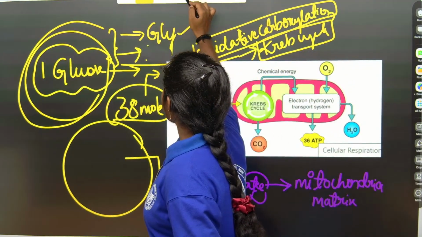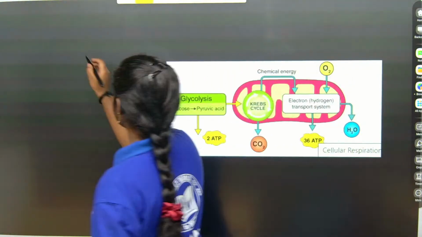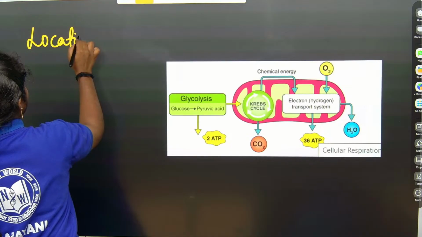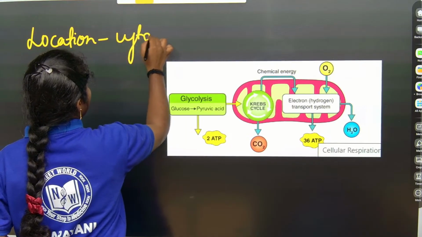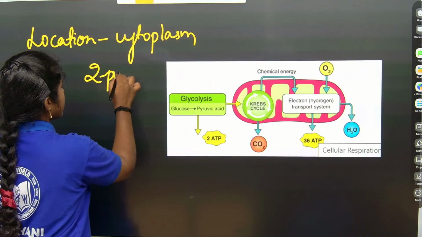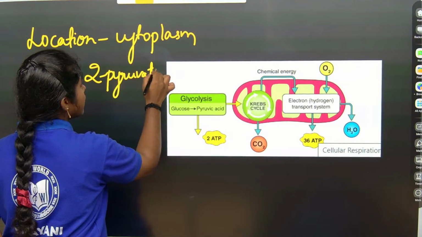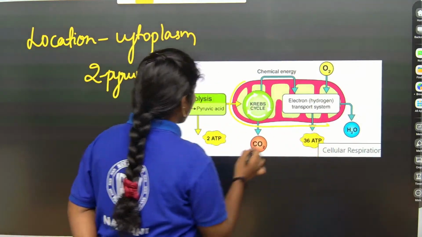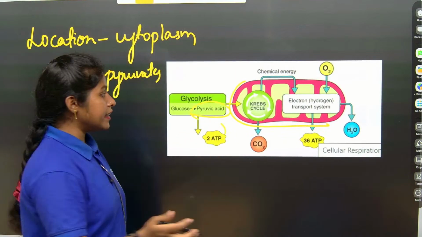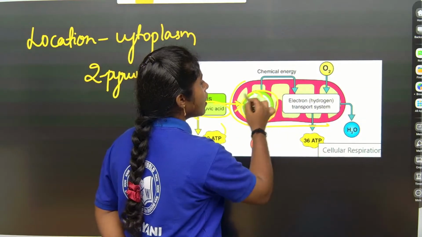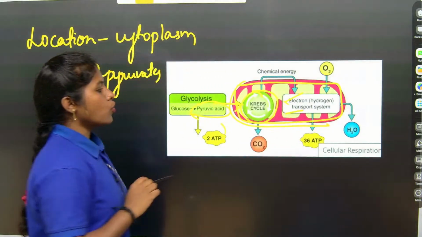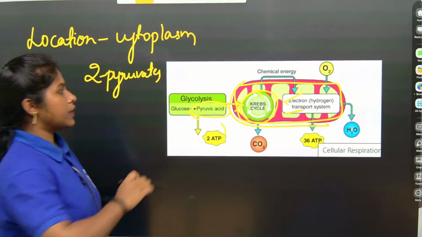Glycolysis is happening in the cytoplasm. At the end of the glycolysis, we are forming the pyruvic acid, right? How many pyruvic acid? Two pyruvates are forming. So these pyruvates are entering into the mitochondria. See how the beautiful picture is explaining. Here the two pyruvates are entering into the Krebs cycle, which is in the mitochondrial matrix. Then the electron transport chain happens. So we have to know each and everything in a clear way.